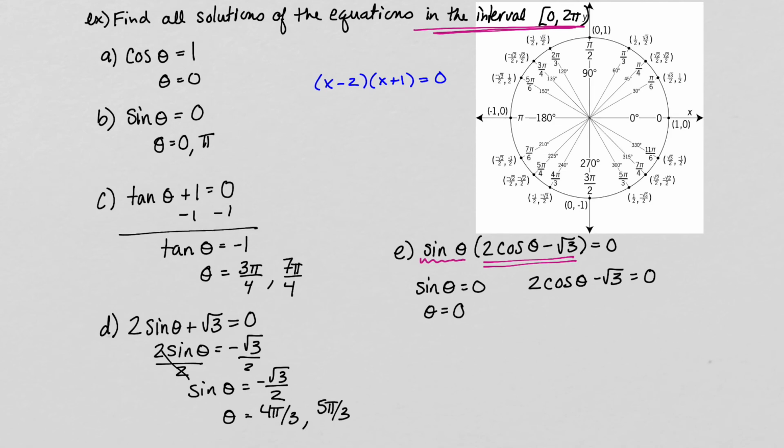Yeah, 0 or pi. And then the second piece, we have to first solve for the cosine of theta. So 2 cosine theta is going to be equal to root 3. Divide both sides by 2. So the cosine of theta is going to be root 3 over 2. So when is the cosine of theta equal to root 3 over 2?